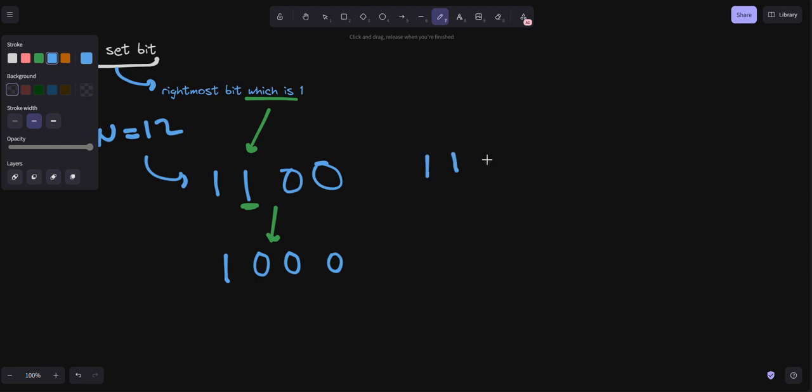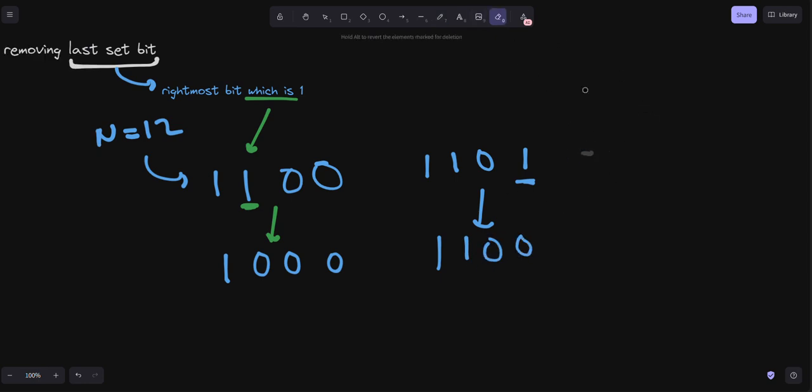Let's do more examples. 1 1 0 1. What will be the rightmost set bit? This one, right? Because from the right this is the last. So 1 1 0 0, you need to make this one like this, right?